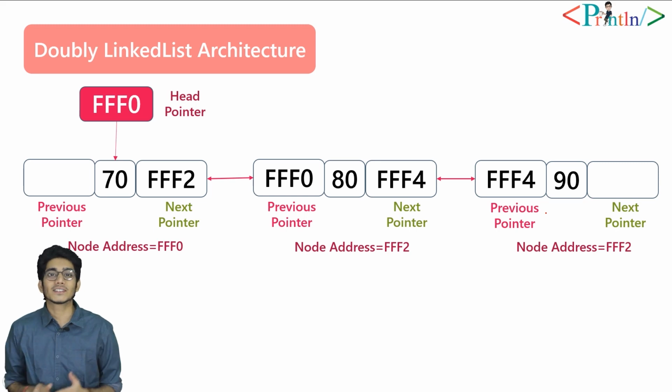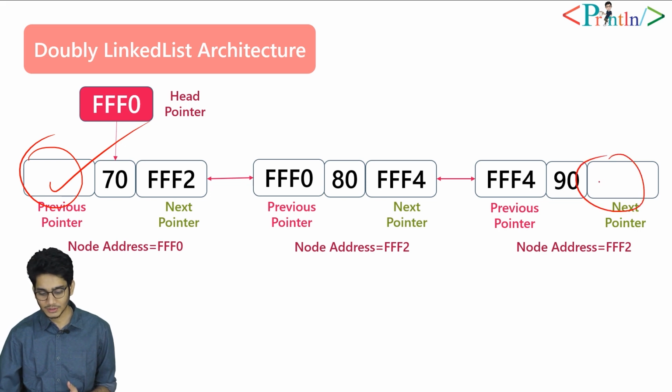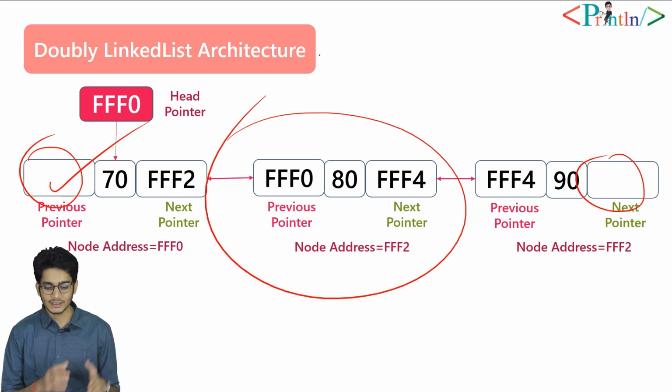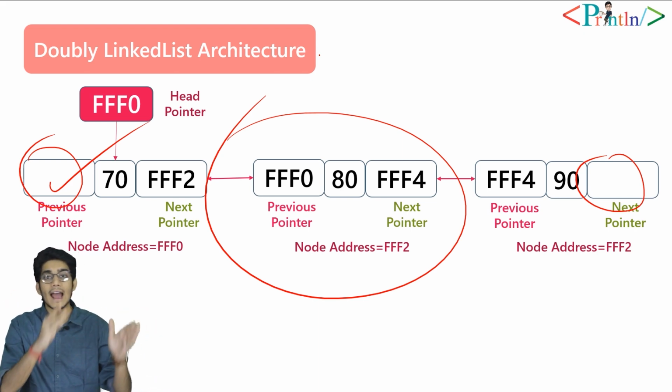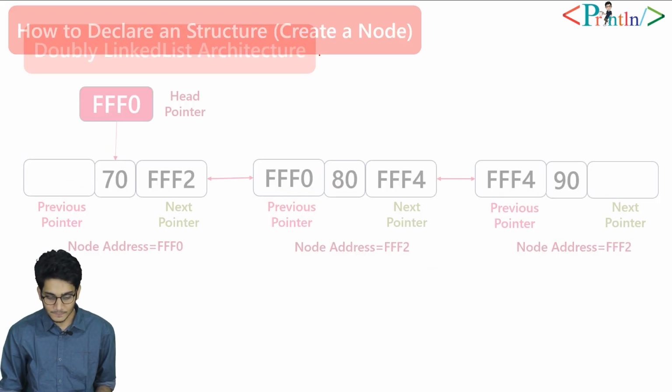So as you can see on my screen, there are three nodes. The previous pointer of the first node is null, the next pointer of the last node is null, and these are the intermediate nodes. We have already discussed that. In a doubly linked list we have two pointers, one is prev and another one is next. Now we'll see how we can declare that.